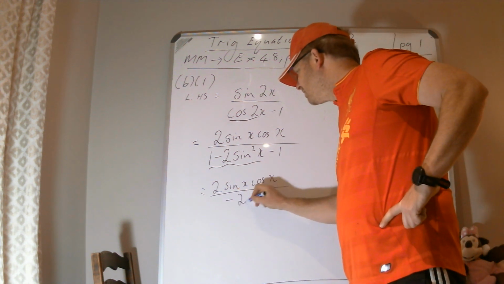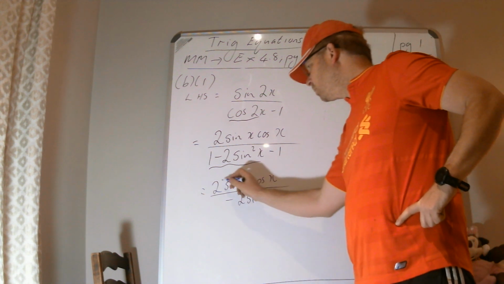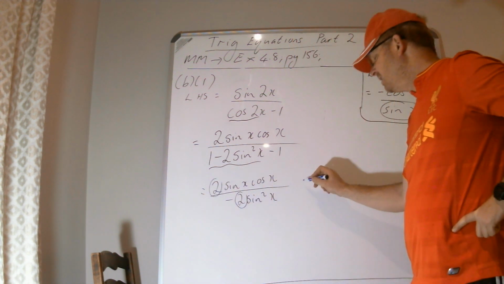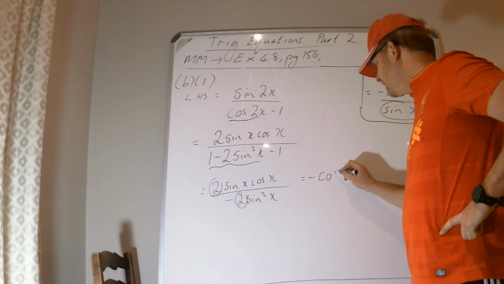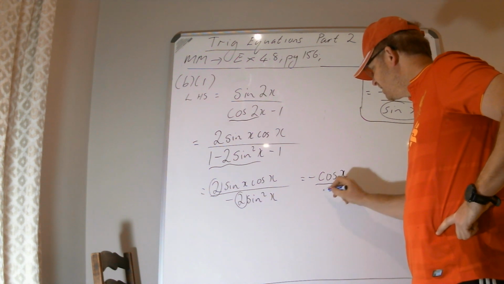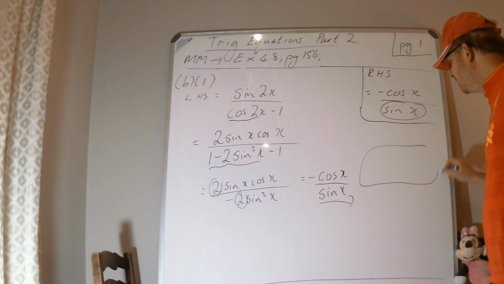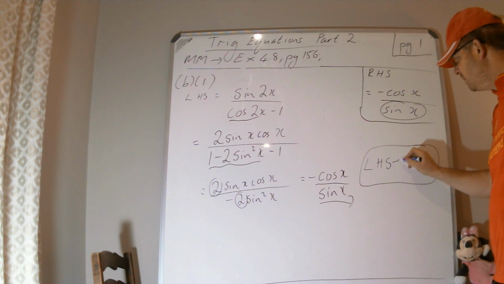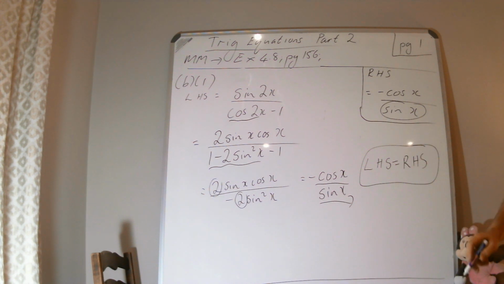And neaten that up a bit, so it becomes 2 sine x cos x over 1 minus 1, and it smashes that, minus 2 sine squared x, and the 2's will cancel out, that 2 will cancel with that 2, and the 1 sine will cancel with that, so you'll be left with negative cos x, and you'll still have a sine x at the bottom. And what do you know, our Liverpool supporters have got it right again and shown us that the left hand side is equal to right hand side. Lovely. Okay, so this is page 1.